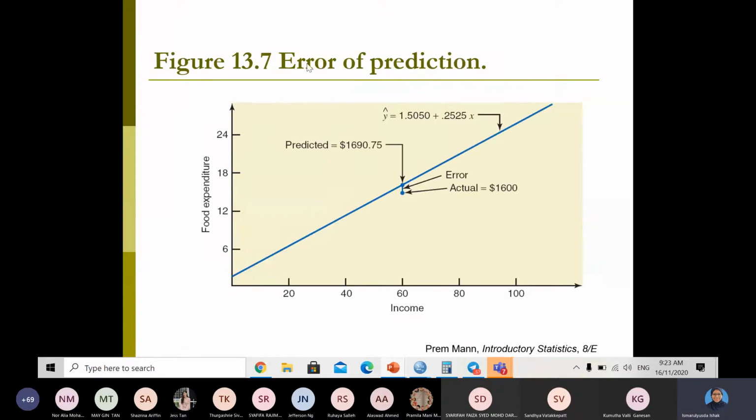Okay, so what the error means: this is the predicted 1690. From these equations, the predicted is this one, but the actual one is 1600. So this is the error.